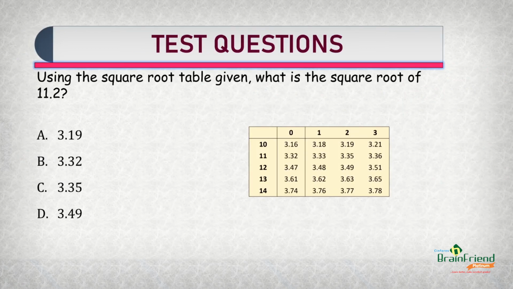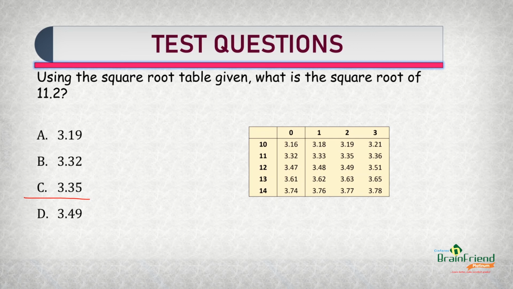Question 2. Using the square root table given, what is the square root of 11.2? Option A, 3.19. Option B, 3.32. Option C, 3.35. Or option D, 3.49. The correct answer is C, 3.35.